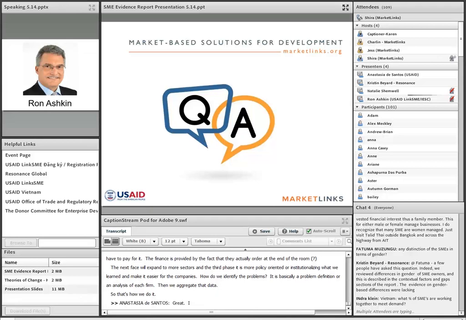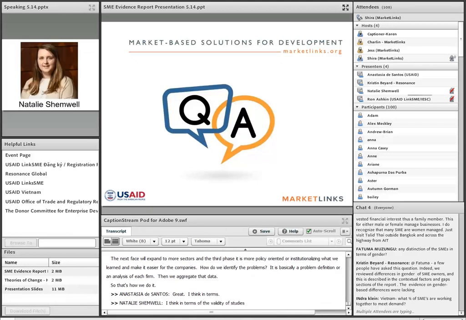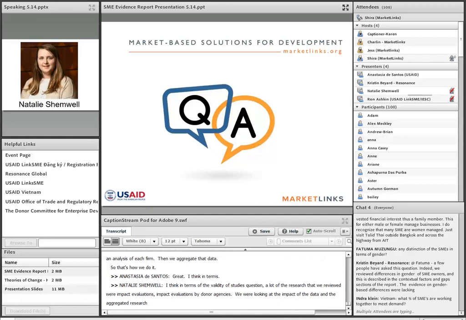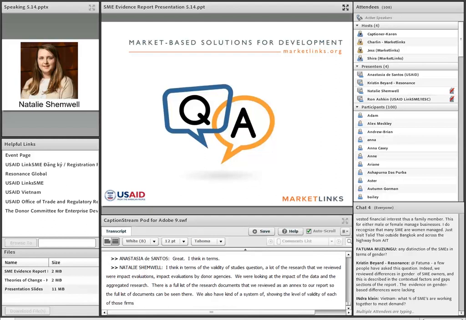In terms of the validity of studies question, a lot of the research that we reviewed were impact evaluations by donor agencies and research institutes. So we were pulling impact data and impact information, aggregate research. There is a full list of the research documents that we reviewed as an annex to our report. And we also have a system showing the level of validity of each of those studies. That can be found in the annex to our report.